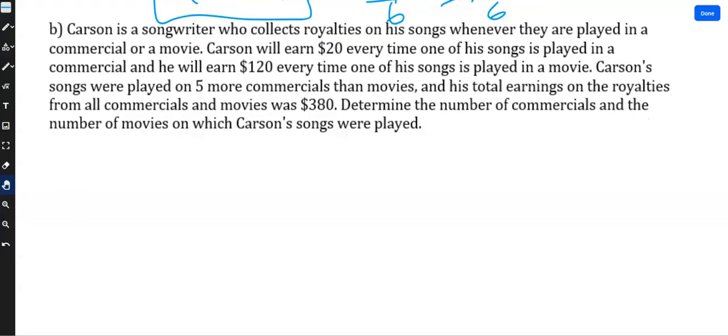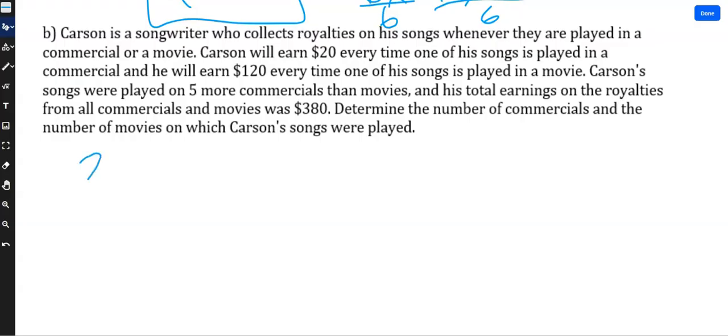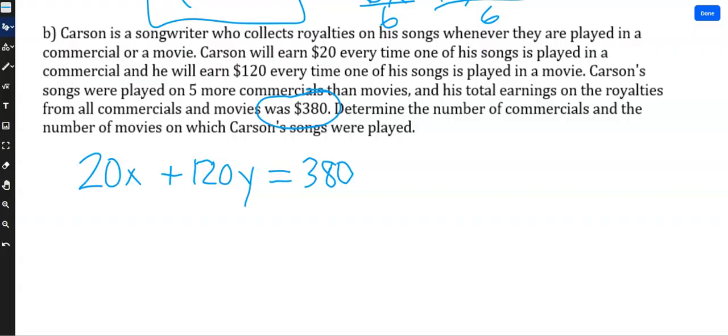Okay, Carson is a songwriter who collects royalties on his songs whenever they are played in a commercial or a movie. Carson will earn $20 for every time one of his songs is played in a commercial, and he'll earn $120 when it's played in a movie. Carson's songs were played, so it looks like we made $380. And then it says Carson's songs were played on 5 more commercials than movies.